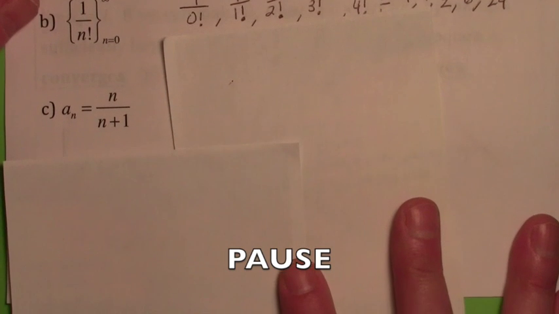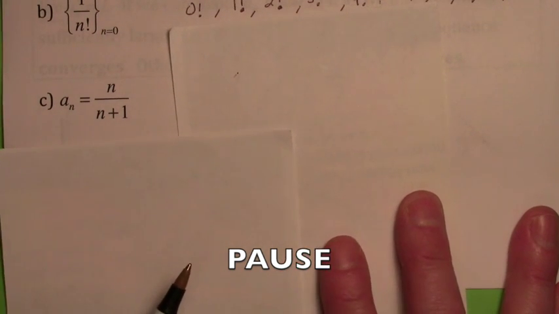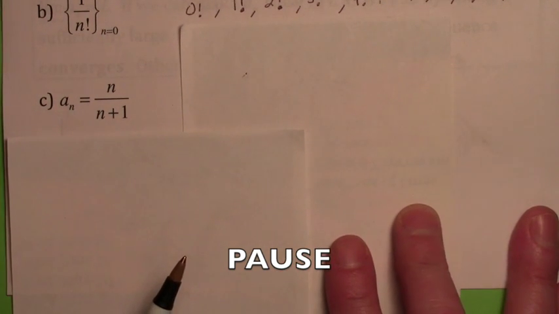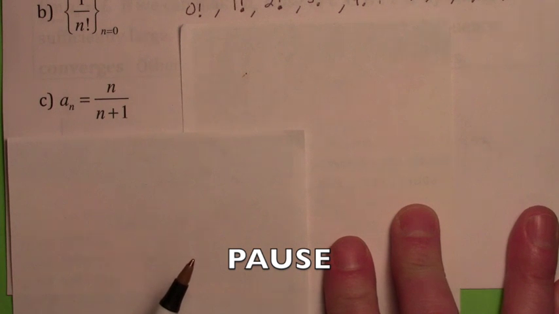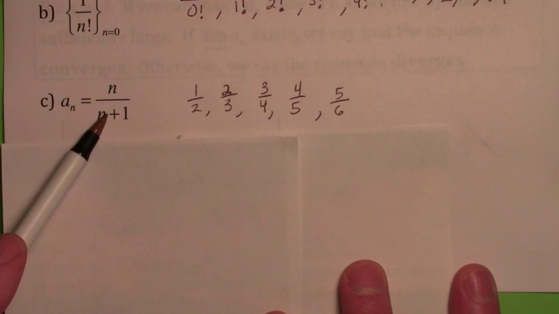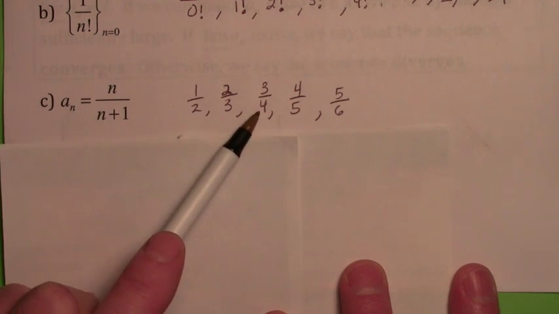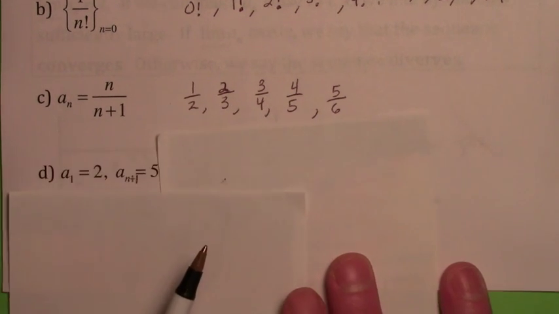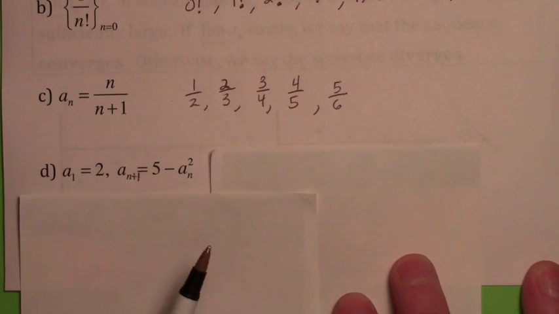Why don't you hit the pause button and see if you can find the first 5 terms of this sequence. I get this, right? Notice, starting with 1, you get 1 over 2, and so on. See how the denominator is always 1 more than the numerator? This is kind of tricky.